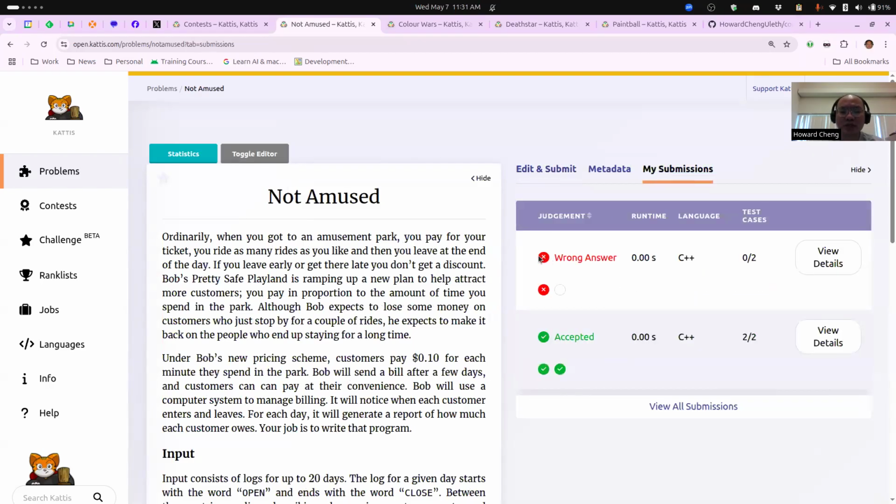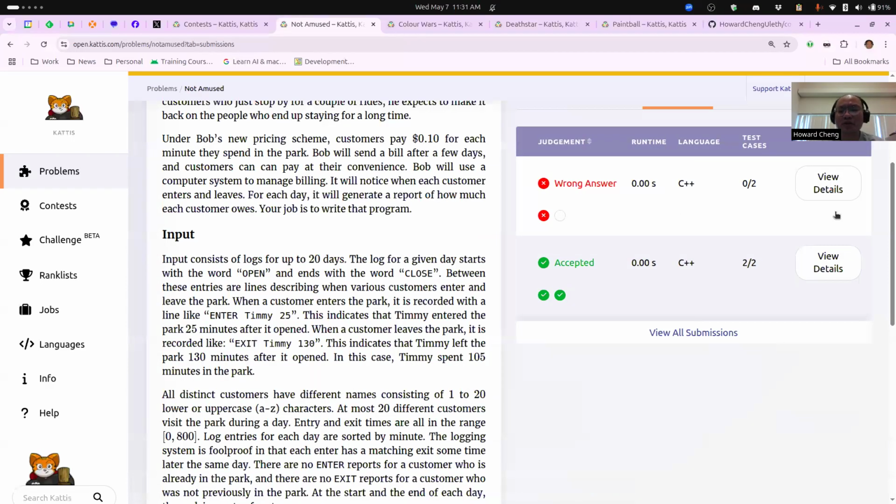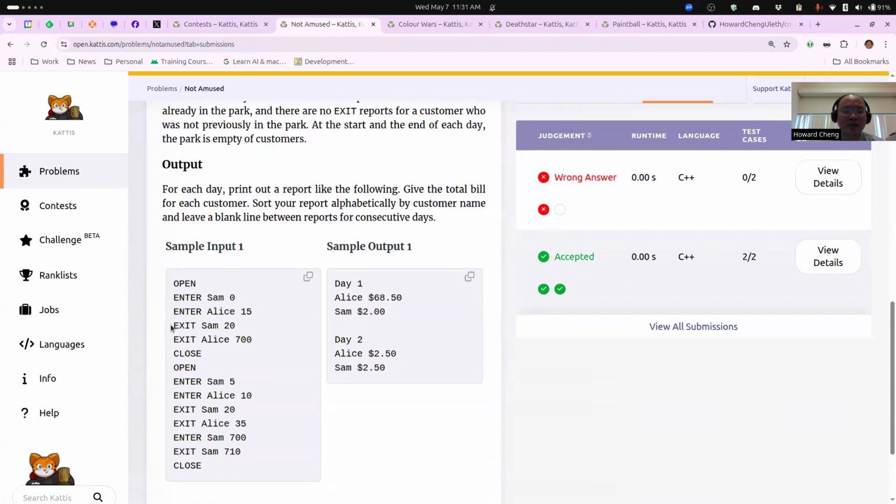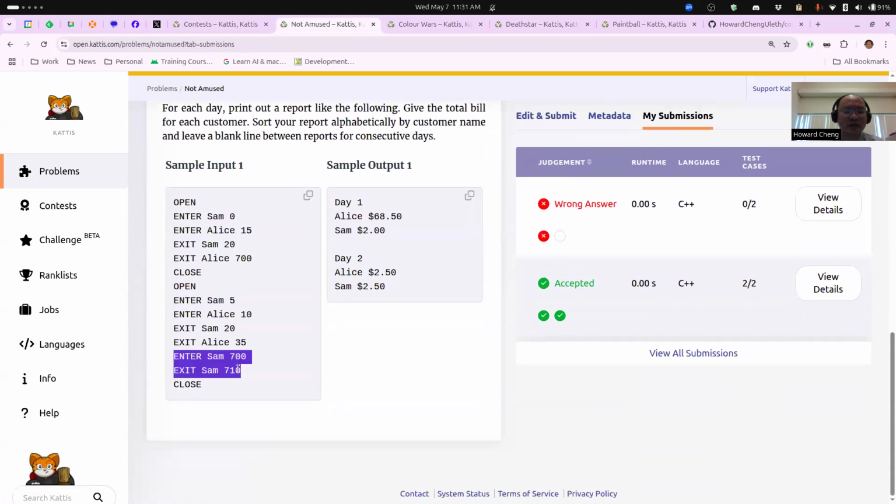The wrong answer is basically me removing the update of the cost in the case that somebody enters after they exit multiple times. I just want to confirm that there's at least one test case that fails. Okay, anyway, I'll just show you my code.